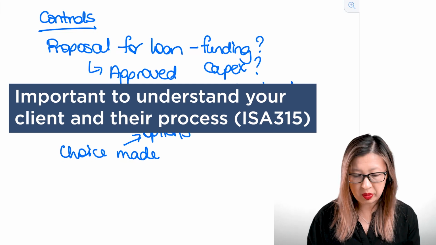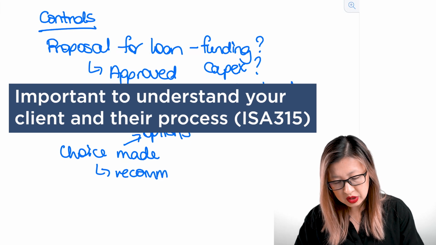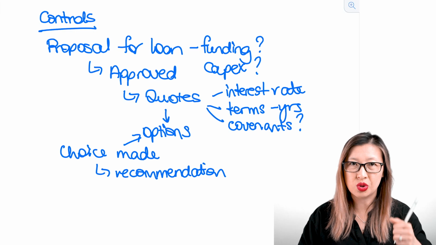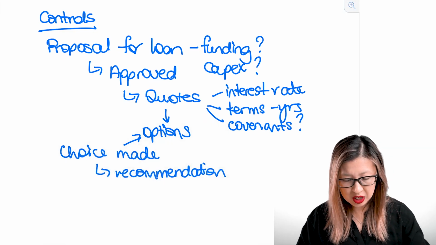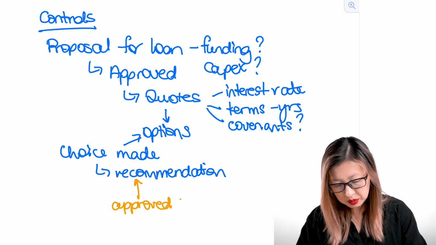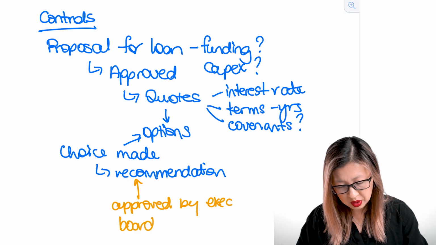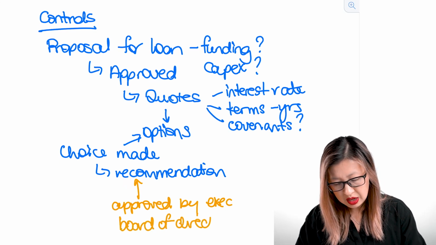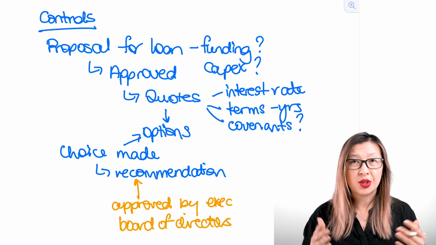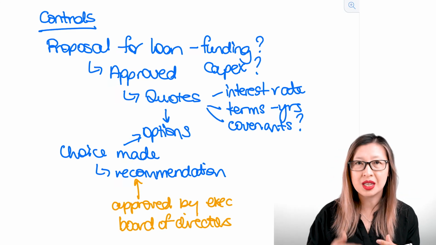Now, individual organizations will have their own processes of which one to choose. Usually your finance department will make some sort of recommendation. So they will say, this is the loan that we think is best going to suit us. And then that recommendation typically needs to be approved by the executives, or potentially, if it's quite a big loan, by the board of directors. And of course, we would see that in the meeting minutes or somewhere else. So once the loan is approved, then we'll figure out the process of receiving the money.